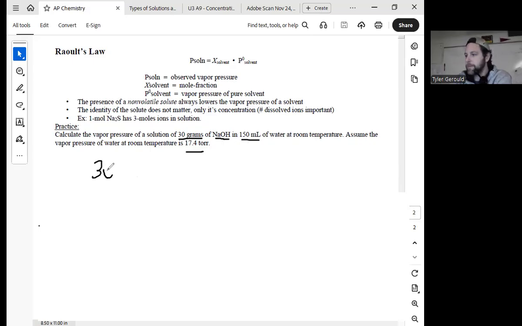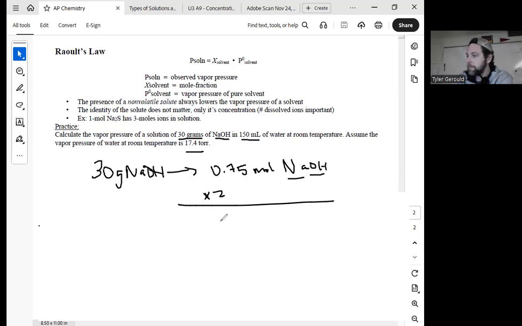So 30 grams of sodium hydroxide, when we convert that to moles, is 0.75 moles. You're going to divide by the molar mass of sodium hydroxide. Now, this is the moles of the compound. This is sodium hydroxide, so we're going to have to implement what's called the van't Hoff factor, which is the idea there's sodium and hydroxide in here. So you have to multiply this by 2 for how many ions this breaks up into in solution. So when you get 0.75 moles of the compound, that's actually 1.5 moles of ions.